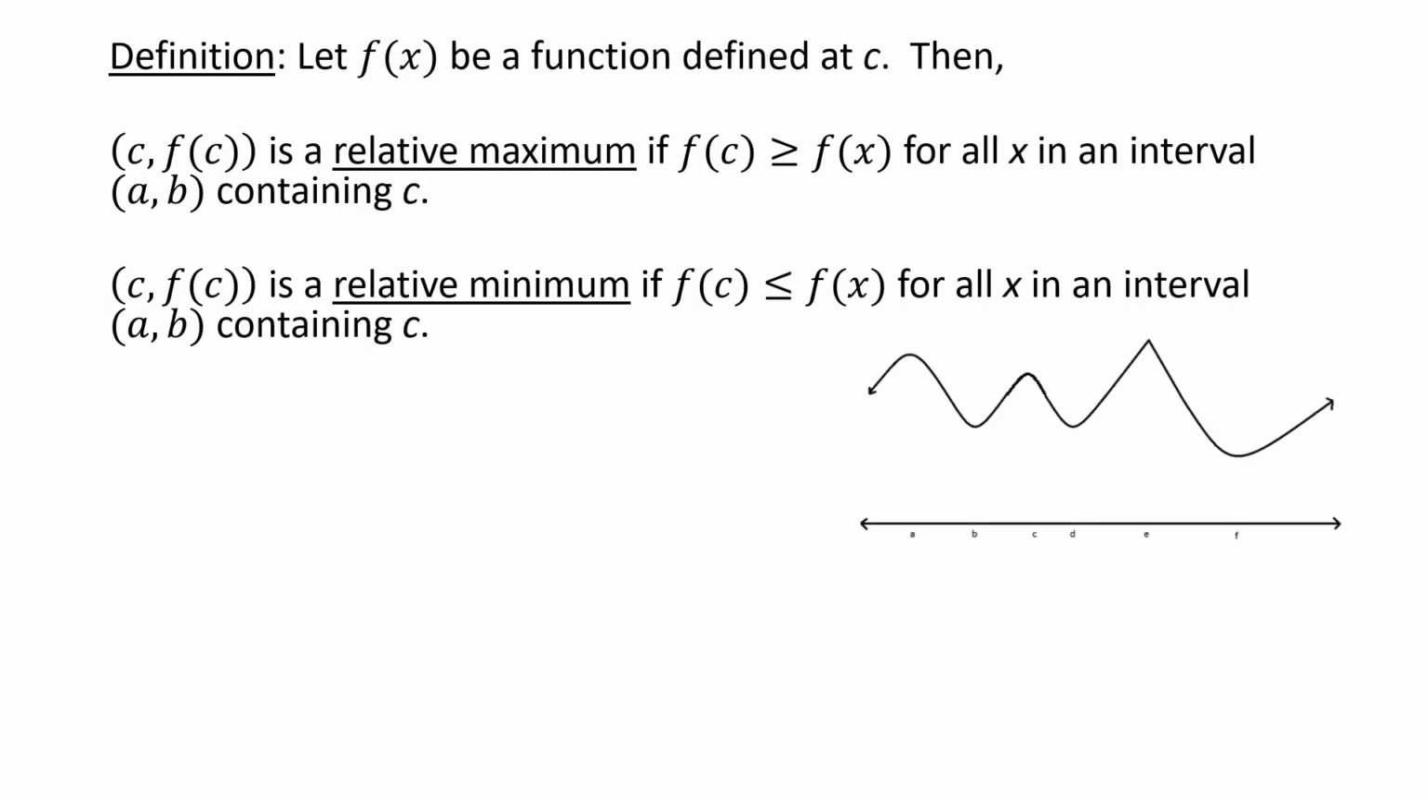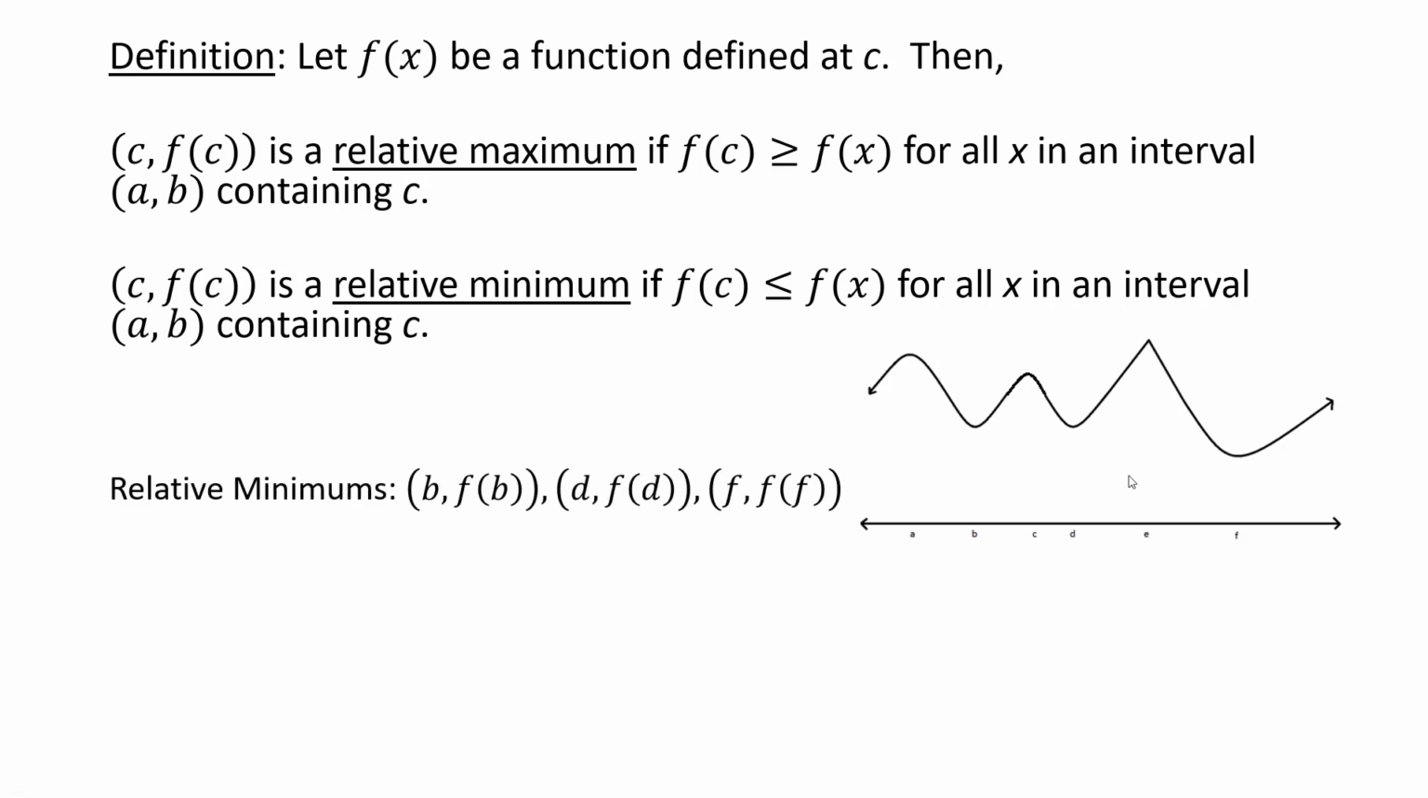So if we look here, look at A right here. I can form a little neighborhood around A, coming from the left and coming from the right. It's the biggest point. So this would be a relative maximum. Here at B, coming from the left and coming from the right, it's the smallest point. So the ordered pair B, f evaluated at B would be a relative minimum. Here we'd have a relative maximum, a relative minimum, a relative maximum, and another relative minimum here.